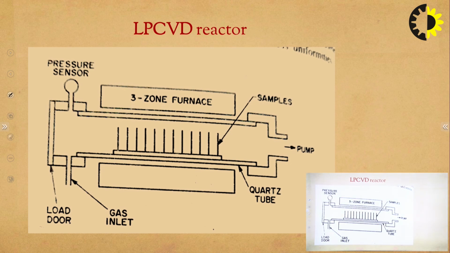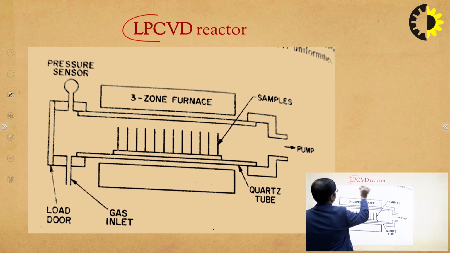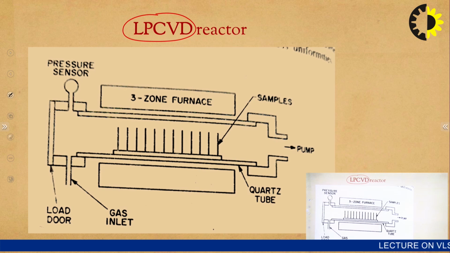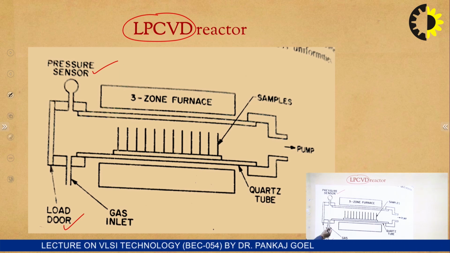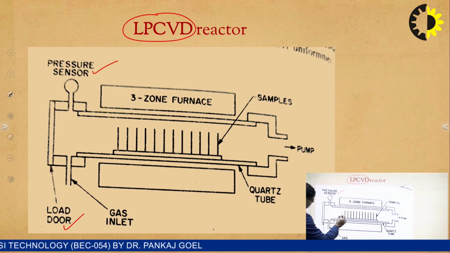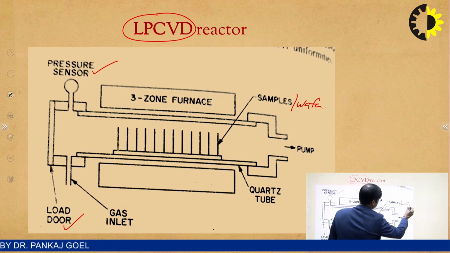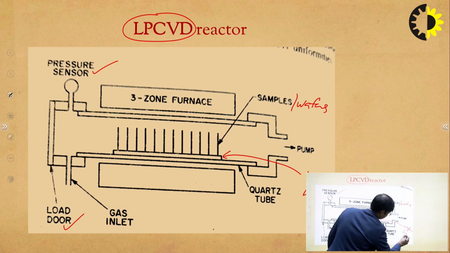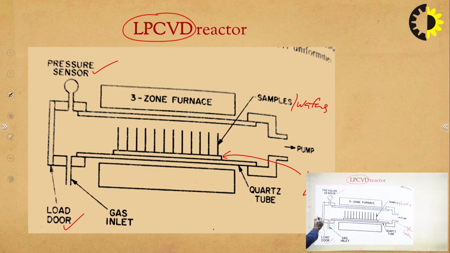Now let us discuss the schematic diagram of these three methods one by one. First of all, let us discuss the schematic diagram of low pressure CVD. Here, the main components shown are the pressure sensor and load door. Pressure sensor is used to monitor the pressure inside the reactor. Load door is basically used to load and unload the wafers. These are the samples or wafers, and this is the wafer holder. So, this load door is used to load or unload the samples or wafers from the reactor.